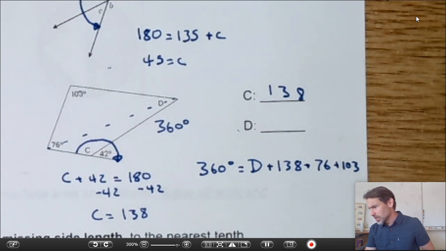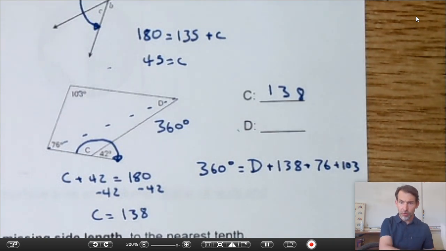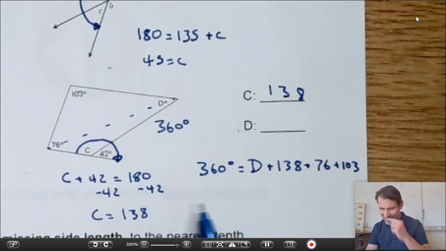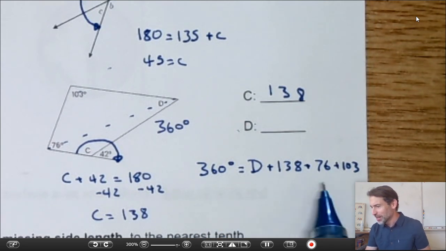There's calculators for a reason, right? Okay, let's add these together. Why am I being so stubborn?